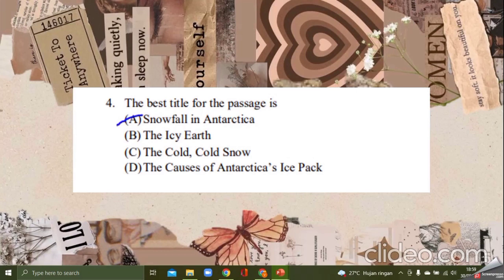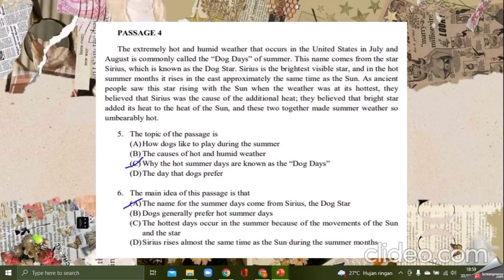And the next question, the best title for the passage is, the answer is A, snowfall in Antarctica. Passage 4. The extremely hot and humid weather that occurs in the United States in July and August is commonly called the dog days of summer.